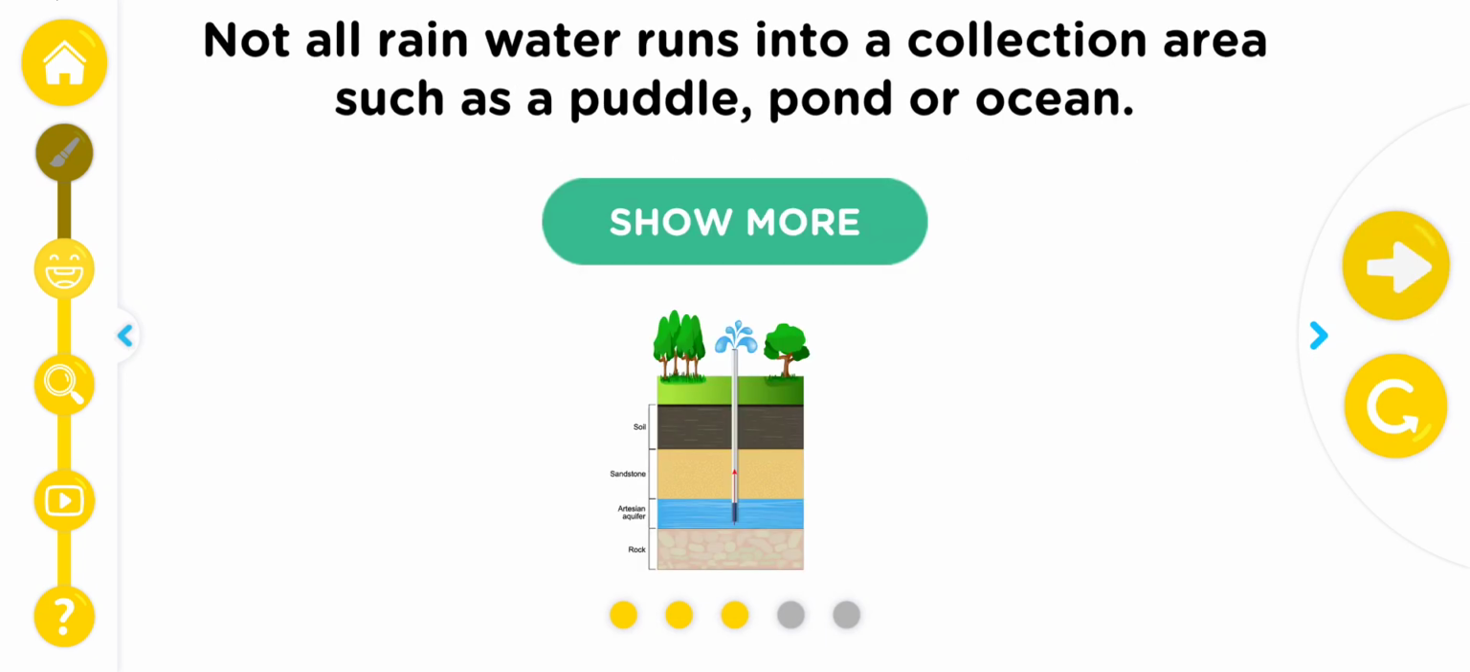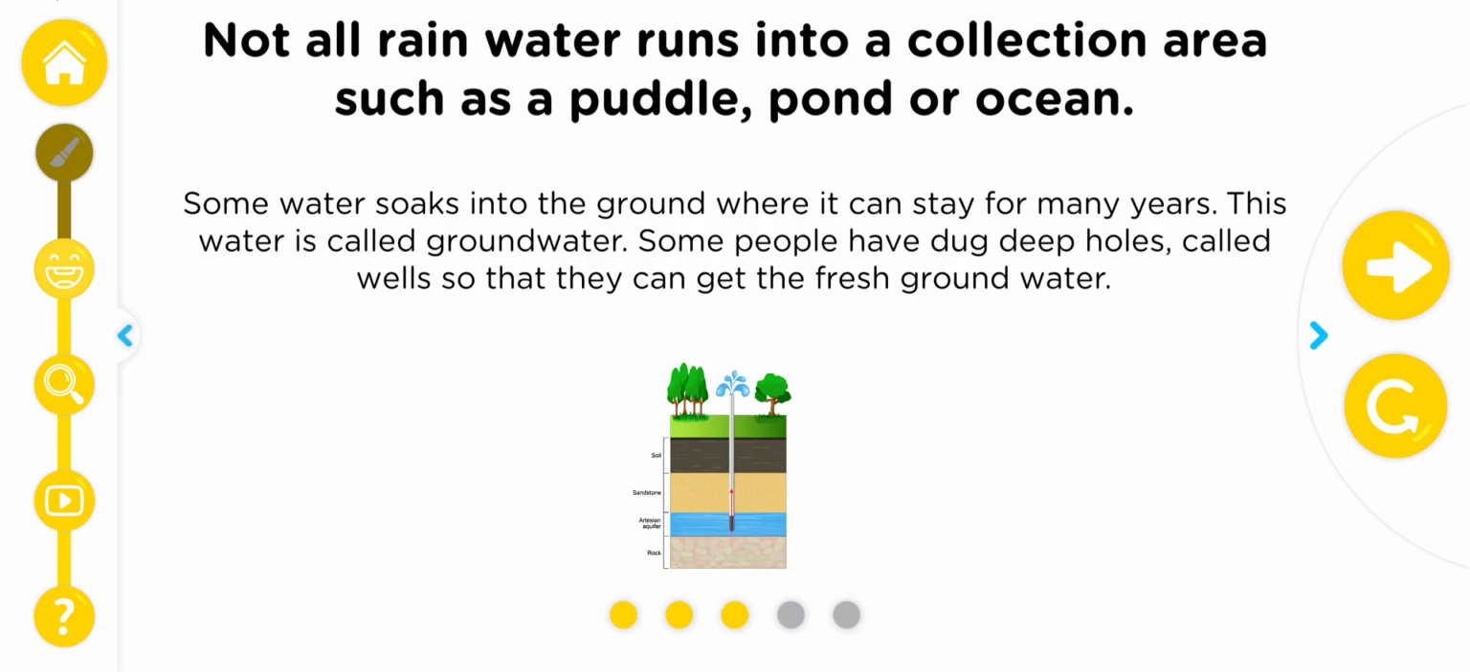Not all rainwater runs into a collection area, such as a puddle, pond, or ocean. Some water soaks into the ground, where it can stay for many years. This water is called groundwater. Some people have dug deep holes called wells, so that they can get the fresh groundwater.